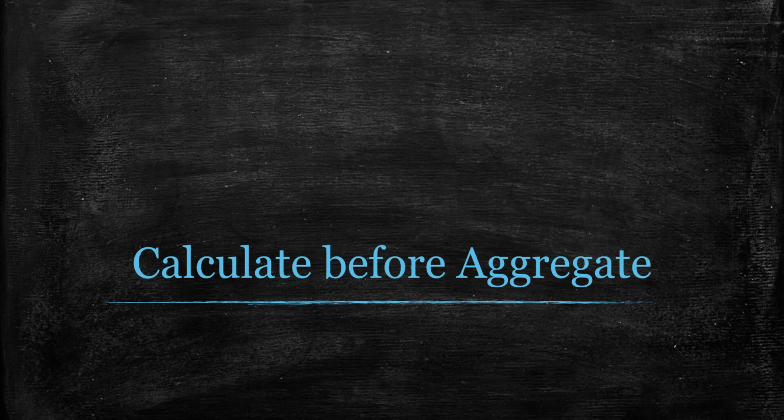Hello, welcome back. In the previous session, we saw aggregate before calculation, right? This is exactly opposite to that statement: calculate before aggregate. So you may think, what is the best thing? If performance is important, then it's always better to do the aggregation first, then do the calculation. But there are some cases where you have to calculate before you apply the aggregation. So let's see in this session how that is applicable.